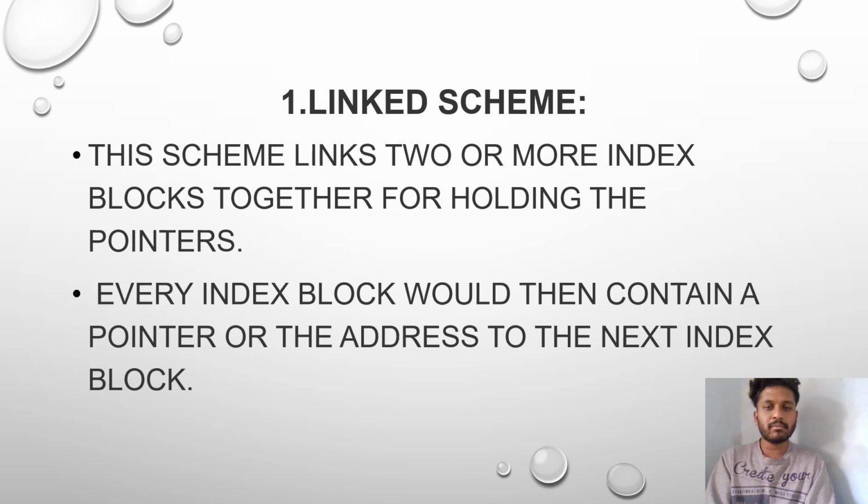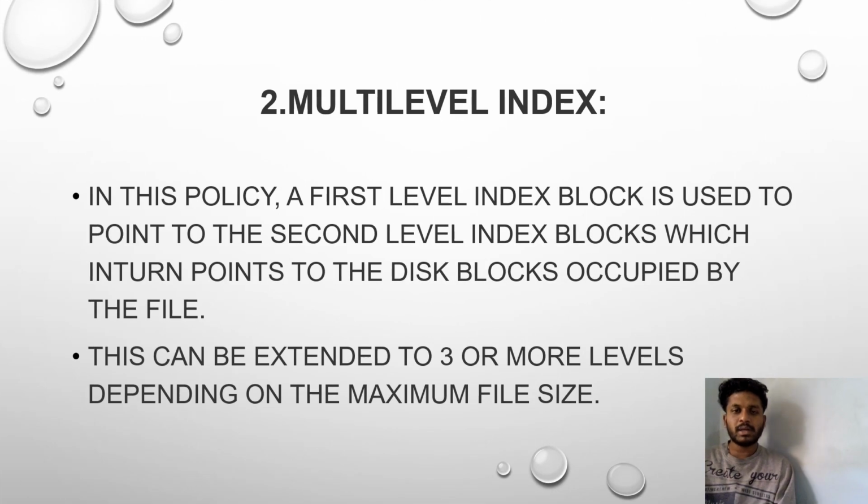Let's see about linked scheme. For holding the pointers, it requires 2 or more index blocks. Every index block contains a pointer or address of the next index block. Multi-level index. In this scheme, the first level index block is used to point to the second level index blocks, which in turn point to the disk blocks occupied by the file. This can be extended to 3 or more levels depending on the file size.